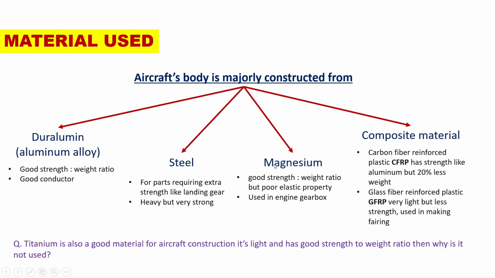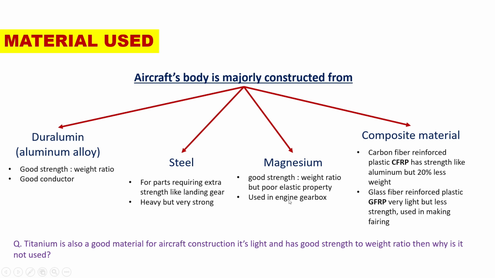So magnesium can also be used to make an aircraft, but why don't we use it? Because it has poor elastic property, right? It also has a good strength and weight ratio, just like aluminium, duralumin, very good strength and weight ratio, but it has poor elastic property, so it does not stretch or compress. Why do we need stretching and compression? Come on, you have to tell this.